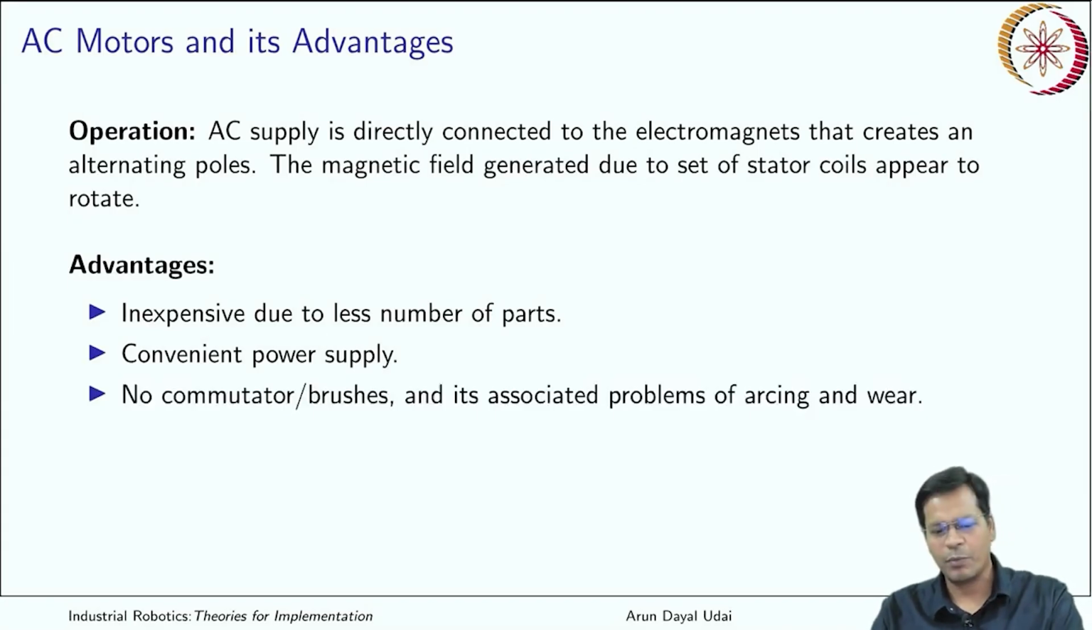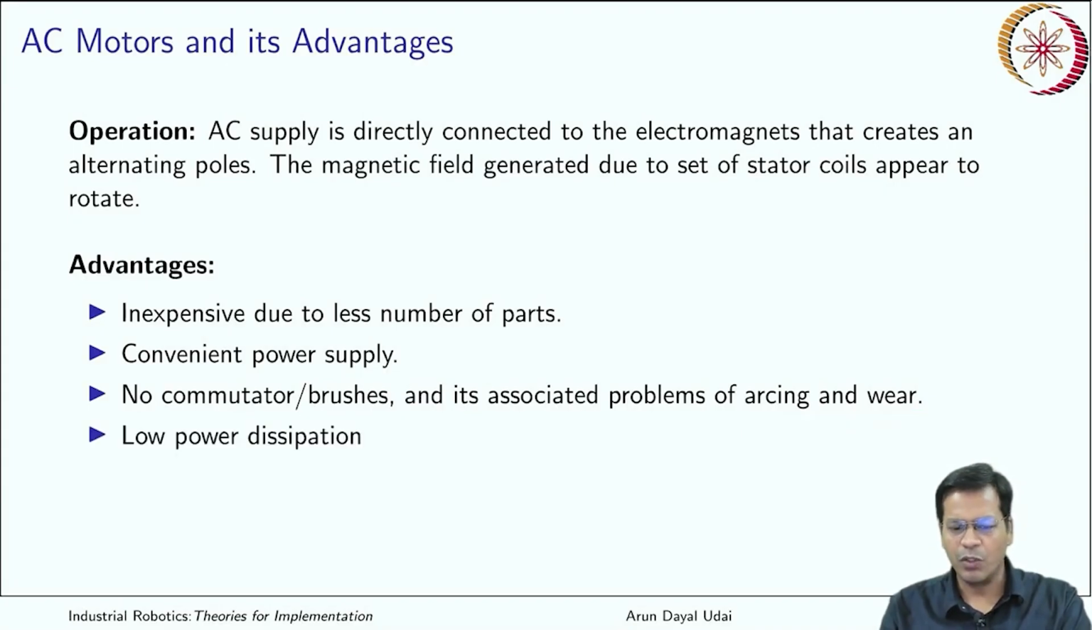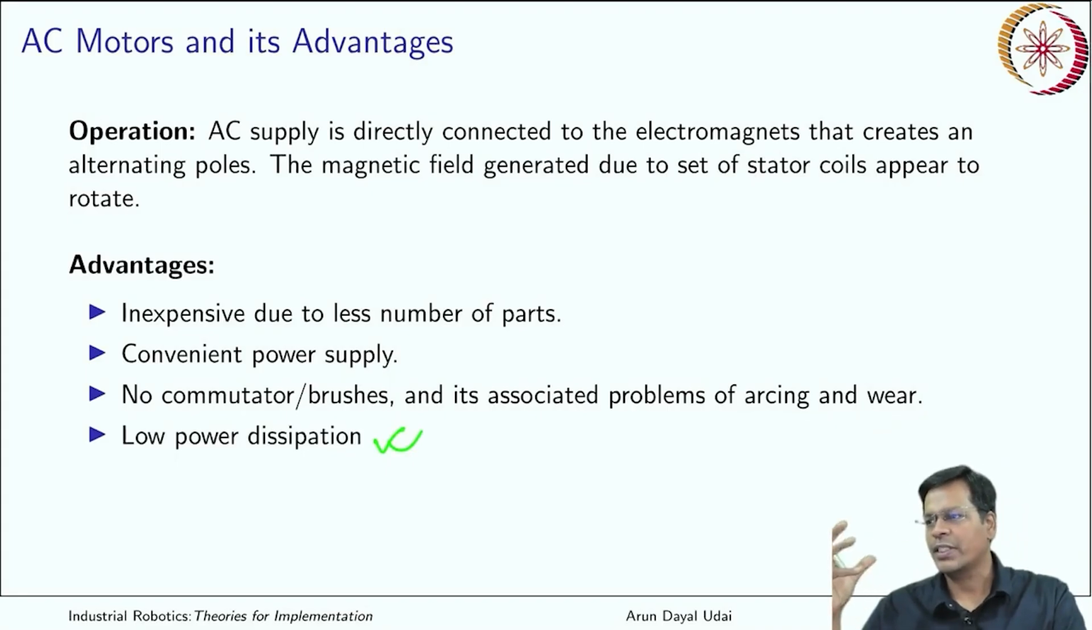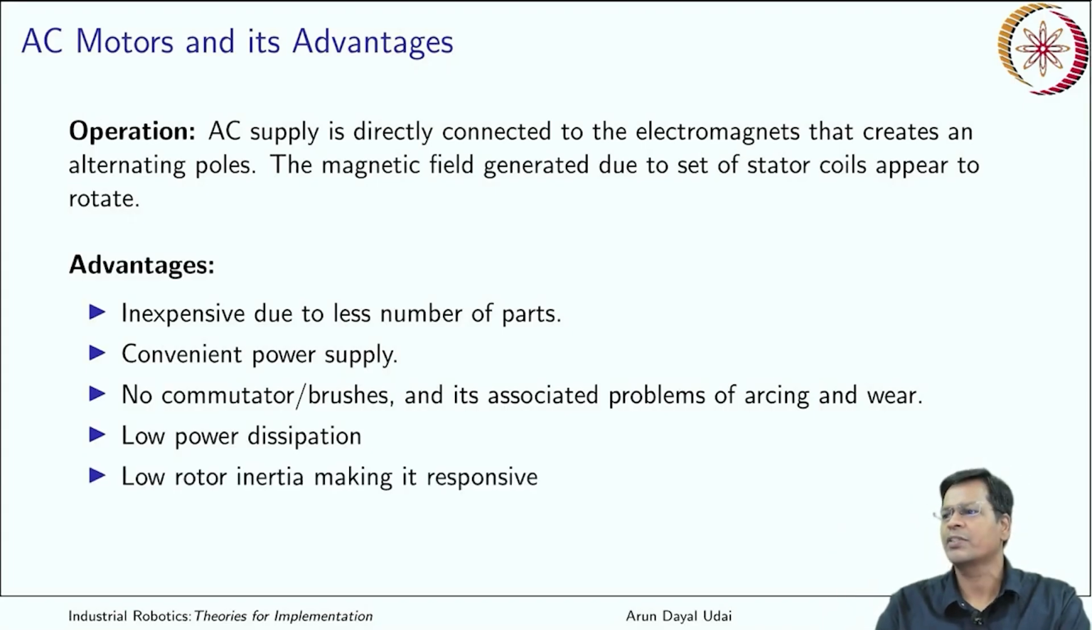That is the reason, and there is no commutator and no brushes, so none of the associated problems of arcing and wear, which are very common with a standard DC motor but not with a BLDC motor. It has low power dissipation because there are no brushes and no friction. There is no part which can dissipate energy in any form. It is dissipated only as heat due to the resistance of the coil itself. Otherwise, very little dissipation occurs, only in the bearings.